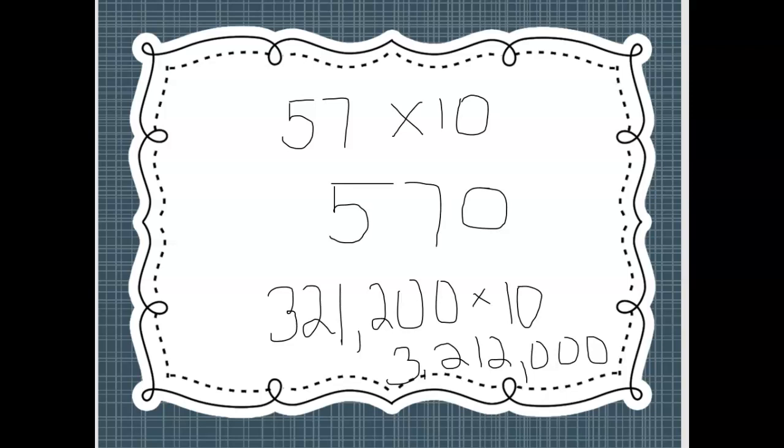So I hope that this gives you a little bit more of an understanding of how the place value can make a pattern, and how when it's 10 times greater, you're just adding a 0 to the end of it, and it moves over to the next spot in the place value.